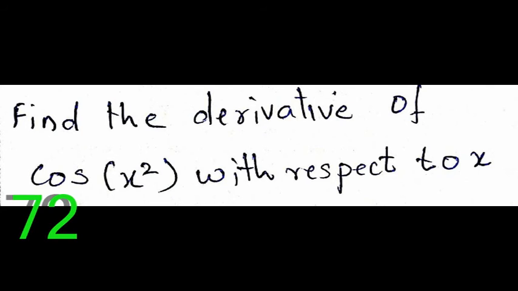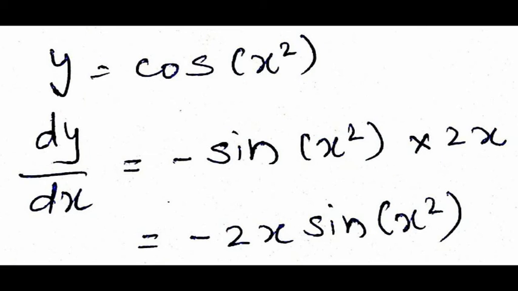Find the derivative of cos x square. Derivative of cos x is minus sin x, and derivative of x square is 2x. So we get the answer minus 2x sin x square.